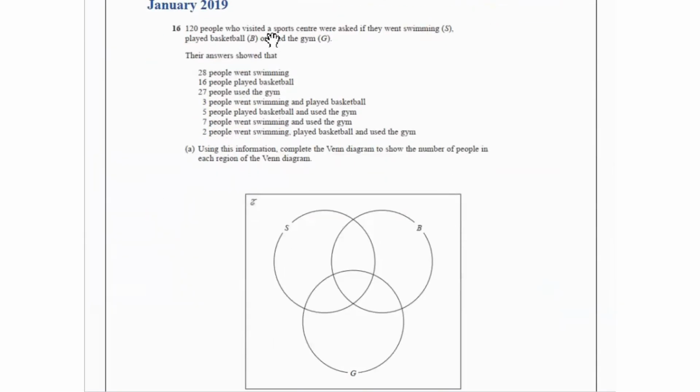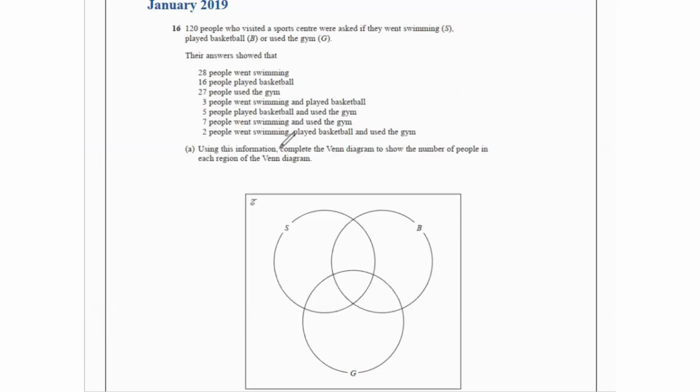Then it says 120 people who visited a sports center were asked if they went swimming, played basketball, or used the gym. Their answers show that 28 people were swimming, 16 people played basketball, 27 people used the gym, 3 people went swimming and played basketball, 5 people played basketball and used the gym, 7 people went swimming and used the gym, 2 people went swimming, played basketball, and used the gym. Using this information, complete the Venn diagram to show the number of people in each region in the Venn diagram.